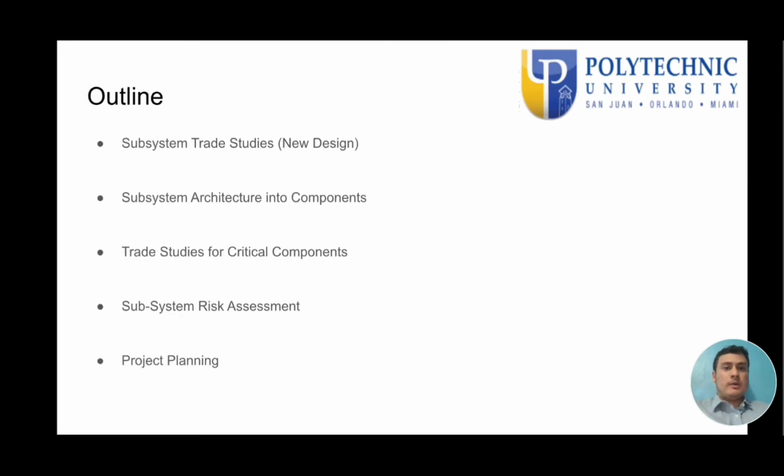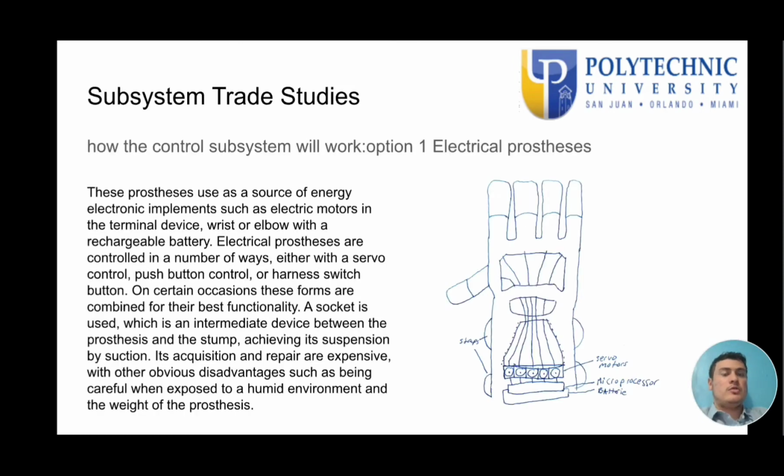In the outline, we have subsystem trait studies, subsystem architecture into components, trait studies for critical components, subsystem risk assessment, and project planning. Subsystem trait studies: how the control subsystem will work.